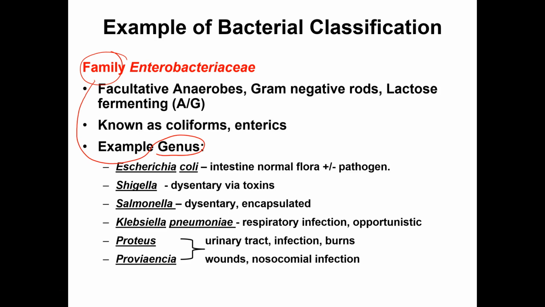Salmonella is also a pathogen causing dysentery, but it does so in a very different way. It's because they have a capsule. It's not because of toxins. So, compare Shigella to Salmonella. They're in the same family. They both cause dysentery, but they do so in different ways. Then Klebsiella is an opportunistic pathogen which can cause pneumonia in immunocompromised people. And then you got, say, Proteus species, another enteric, but they cause urinary tract infections. So, while they're all in the same family, as soon as you go to the next level of genus, you start seeing the differences between them.